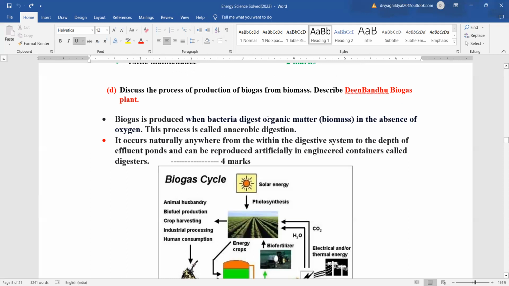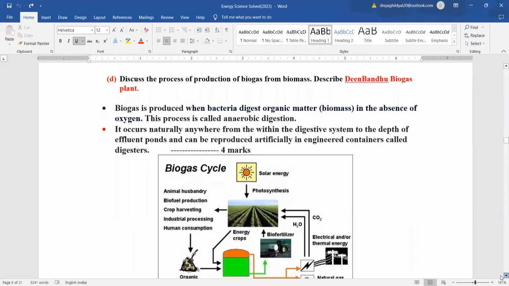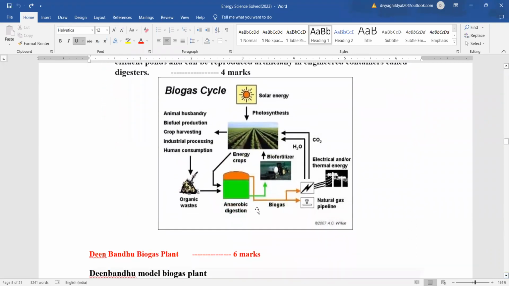Biogas is produced when bacteria digest organic matter, that is biomass, in the absence of oxygen. This process is called anaerobic digestion. This occurs naturally, or it can even be made to occur artificially. Here you can see the biogas cycle: organic waste, anaerobic digestion, and then this biogas can be utilized for various purposes.